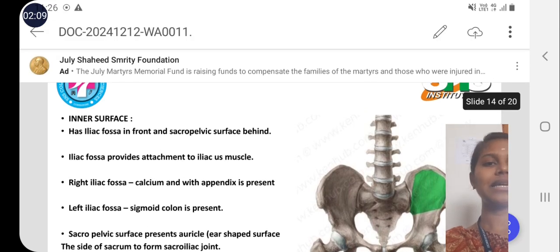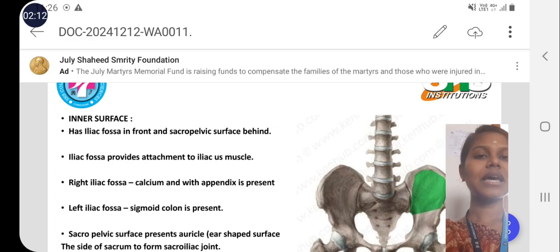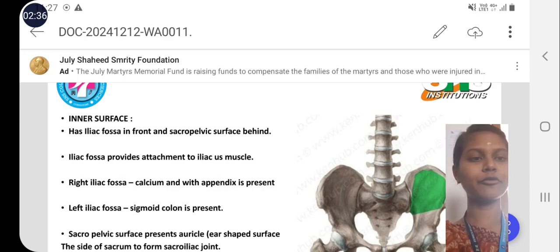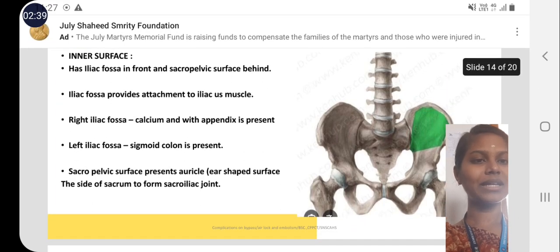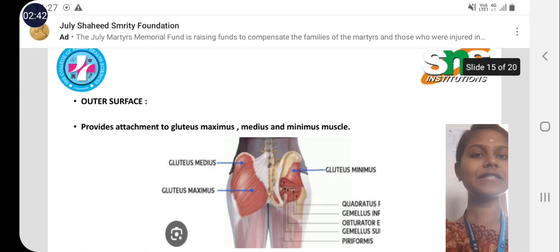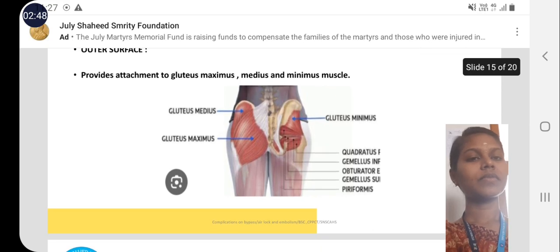It has two surfaces, inner surface and outer surface. Inner surface has iliac fossa in front and sacropelvic surface behind. So iliac fossa provides attachment to the iliacus muscle. The right iliac fossa contains the appendix, and the sigmoid colon is present in the left iliac fossa. Sacropelvic surface is the ear-shaped surface behind the iliac fossa, which provides attachment to the sacroiliac joint. The outer surface provides attachment to the gluteus maximus, minimus and medius muscles. So the outer surface is picturized in this picture.